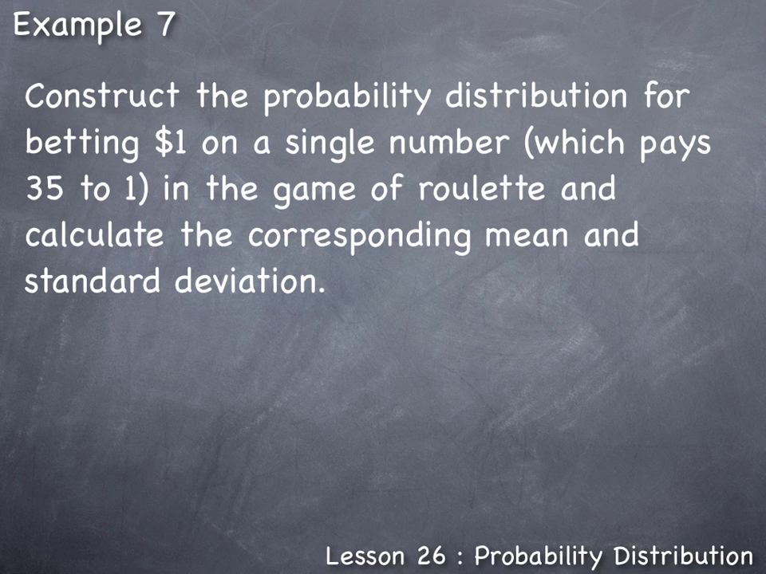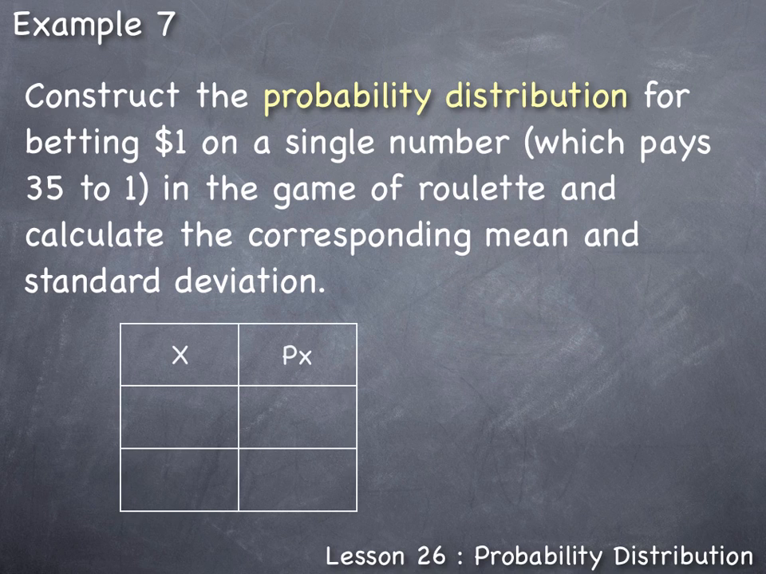Well, first we're going to construct the probability distribution for this random process. Probability distributions provide the probability for every single possible outcome of the random variable. The result can be displayed either as a table, a graph, or a formula. In this example, we'll provide a probability distribution table. The table consists of two columns. The first column lists all the possible values of the random variable x, and the second column lists the corresponding probabilities of those random variables, or p of x.